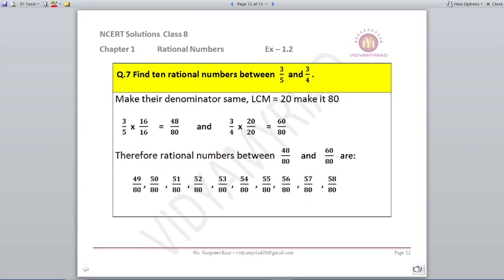Find 10 rational numbers between 3 upon 5 and 3 upon 4. Now if you take the LCM, you have 20 as the LCM. With 20 as the denominator, we will not be able to find 10 rational numbers when we convert them. So let us make it 80. So for making 80, our new rational numbers will be 48 upon 80 and 60 upon 80. So there is a lot of gap between 48 and 60. We want any 10, so you can pick any 10 from these.